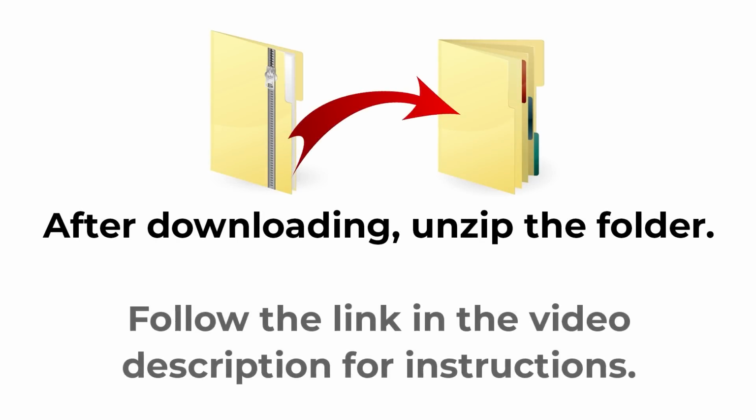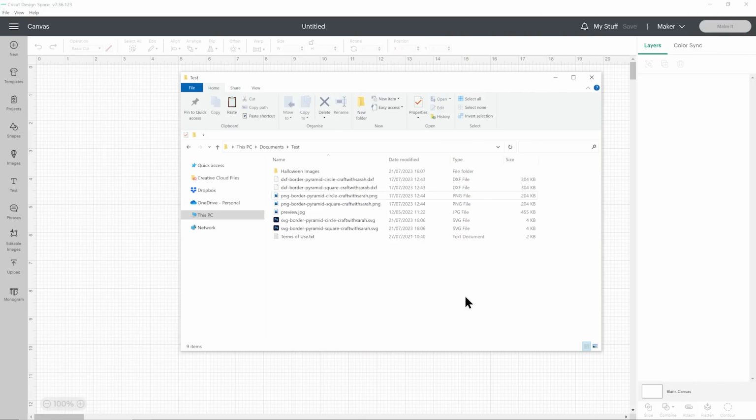You will need to unzip them before you can upload the files into Cricut Design Space. Once you've downloaded and unzipped the folder, it's time to get the SVG and the printable design into Cricut Design Space. But before we do that, let's just take a little look at what's inside that folder.